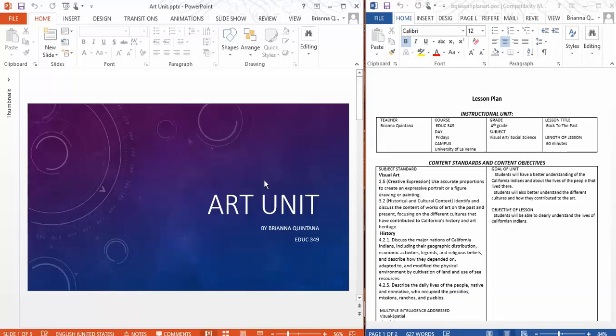On the left side, I'm going to be having the PowerPoint with links and some pictures for the lesson plans that are going to be right here on the right side. This is the first lesson plan.